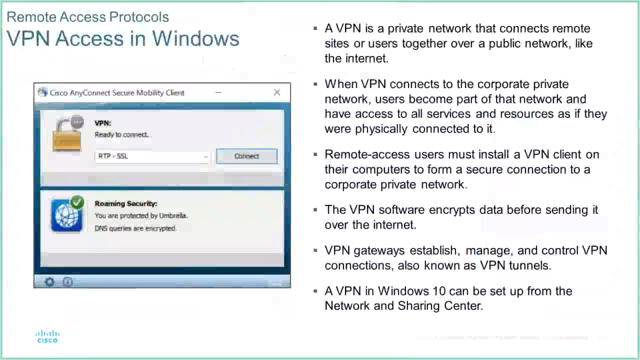VPNs can be set up. Okay, AnyConnect is Cisco's product for a VPN, and basically you type in the other end of the VPN, so the name you want to connect to, and then it will ask you for credentials, things like that.